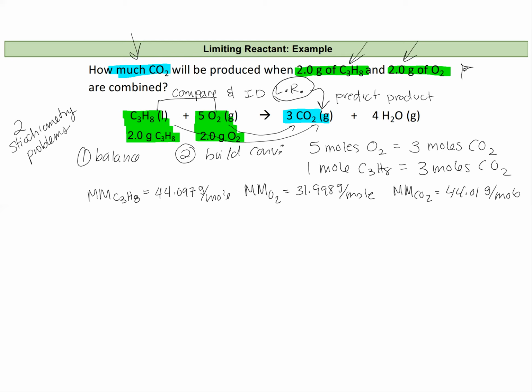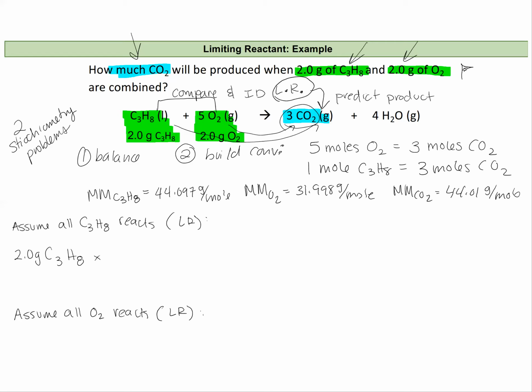So with these conversion factors, I can now approach this problem. And I'm going to do this in 2 ways. First, I'm going to assume that all of my propane reacts, and therefore it is the limiting reactant. And then I'm going to do this problem again, where I assume that all oxygen reacts, and therefore oxygen would be the limiting reactant. And I'm going to predict the amount of carbon dioxide, and I am going to then compare. So my starting point for this first one is 2.0 grams of propane.